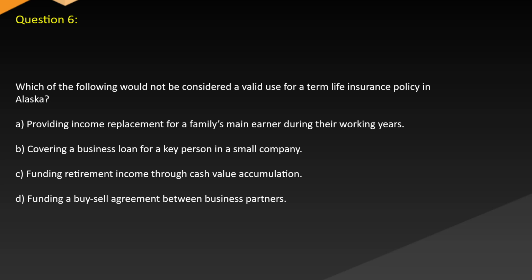Question 6. Which of the following would not be considered a valid use for a term life insurance policy in Alaska? A. Providing income replacement for a family's main earner during their working years. B. Covering a business loan for a key person in a small company. C. Funding retirement income through cash value accumulation. D. Funding a buy-sell agreement between business partners.